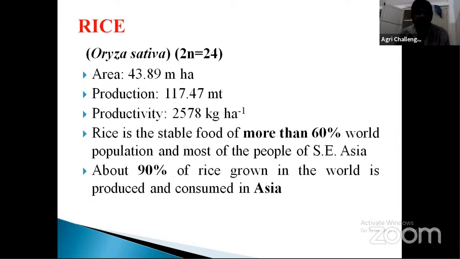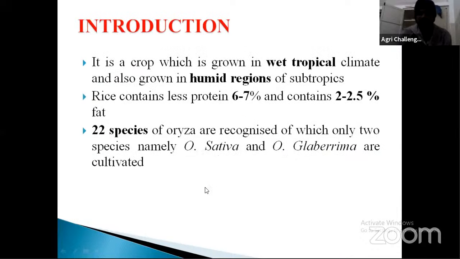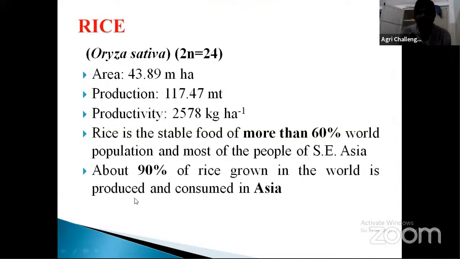This rice, we know, has the scientific name Oryza sativa, and chromosome number 2n equal to 24. The area is 43.89 million hectares, production is 117.47 million tons, and productivity is 2578 kg per hectare, that is 2.5 tons. Rice is the staple food for more than 60% of the world population, and for most people of Southeastern Asia. About 90% of rice grown in the world is produced and consumed in Asia, that is our continent itself.